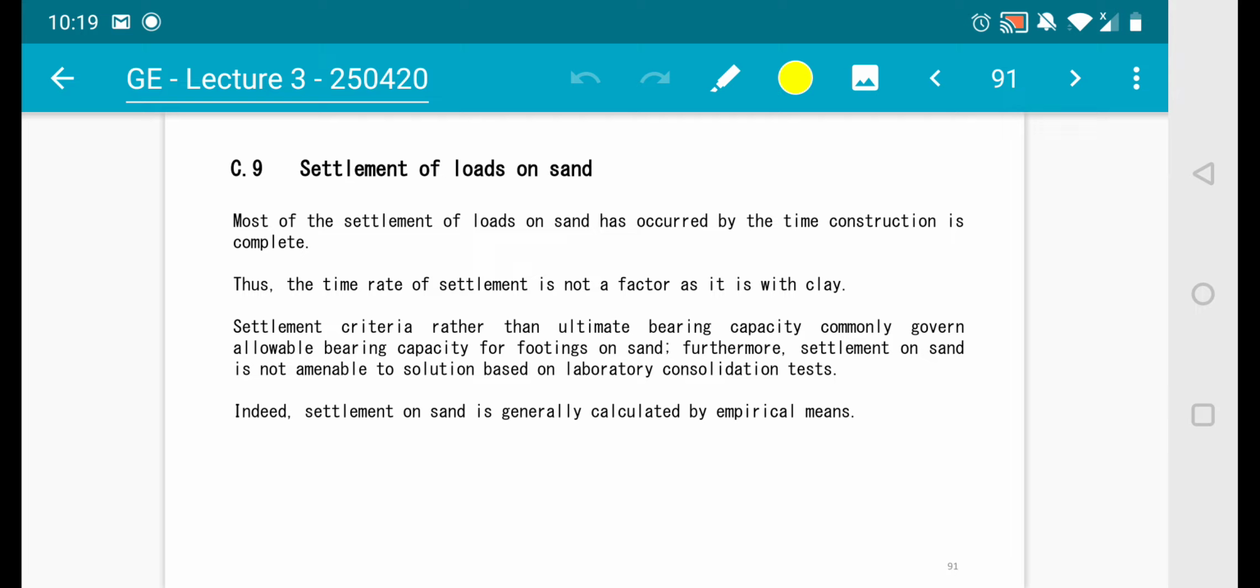Okay. Now most of the settlement of loads on sand has occurred by the time construction is complete. Thus, the time rate of settlement is not a factor as it is with clay. Settlement criteria rather than ultimate bearing capacity commonly govern allowable bearing capacity for footings on sand. Furthermore, settlement on sand is not amenable to solution based on laboratory consolidation tests. Okay, so for sand is much more simpler approach. Indeed, settlement on sand is generally calculated by empirical means.